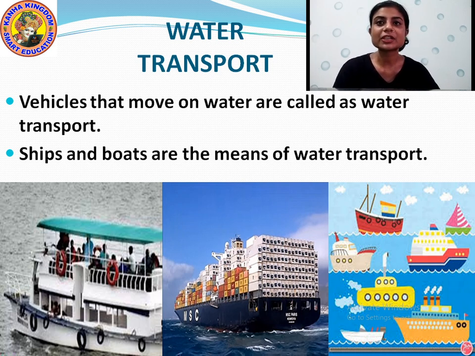Understood? You can see the picture. Ship, boat. These are examples of water transport. Yacht, ship, boat, submarine. The vehicles which move on water from one place to another, which travel on water, are called water transport. And the examples of water transport are ship, boats, yacht, submarine.